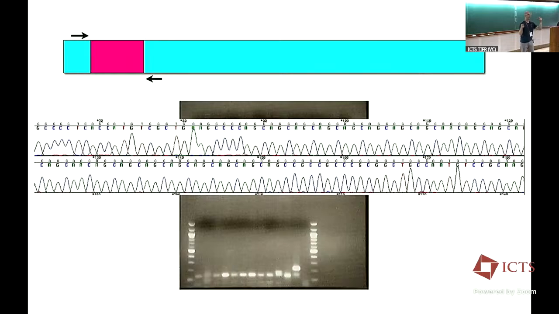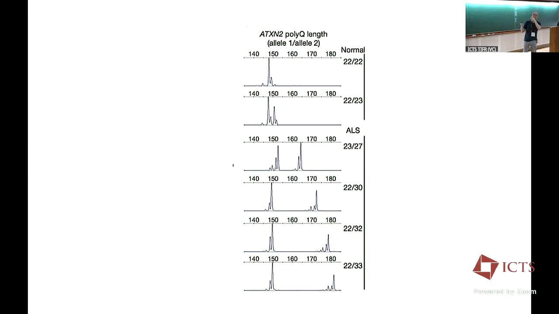Eventually, I was able to do a way where when you order your oligos from IDT or something, you could ask them to put a fluorescent dye in one of the primers, and then you could separate the amplicons by capillary electrophoresis, and you could see very precisely the size. So everyone has 2 copies of each gene, one from dad, one from mom. This individual up here, there's 1 peak. Both copies have 22 CAGs. This one, there's 2 peaks. One is 22, one is 23. But for the ALS cases, I started to see expansions at 27, 30, 32, 33.